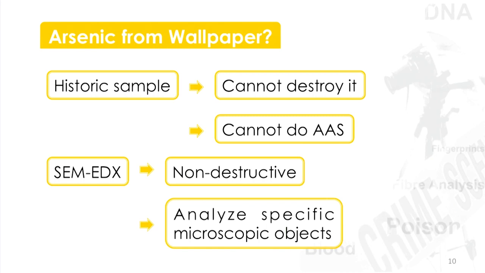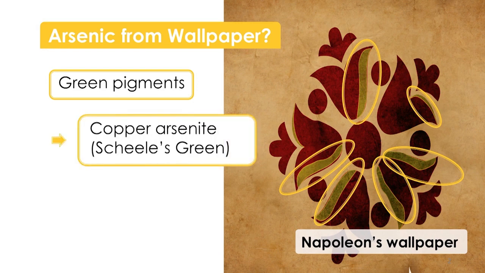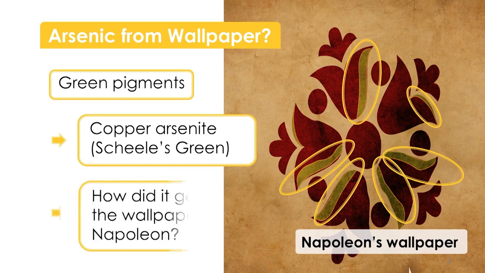And David Jones was particularly interested in the particles of green pigment on this piece of wallpaper. Now, why was he interested in green? Because in the 19th century, one of the commonest methods to get a good green pigment was to use a chemical called copper arsenite. And sure enough, when the green part of the wallpaper was analyzed by SEM-EDX, it confirmed the presence of arsenic.